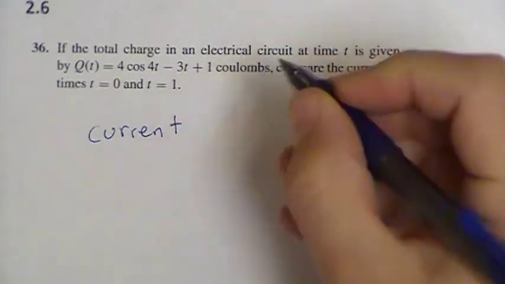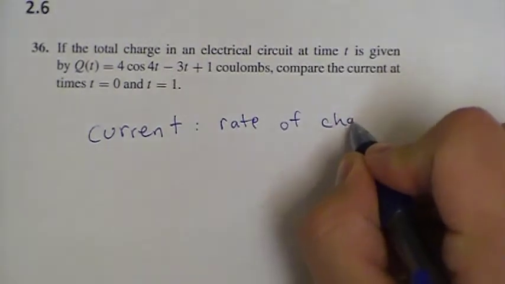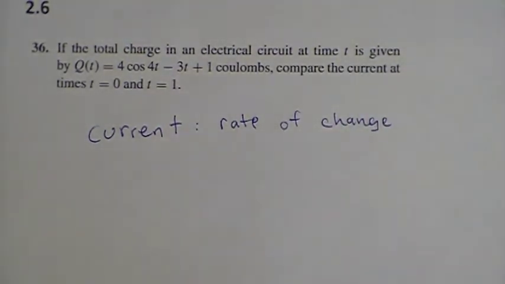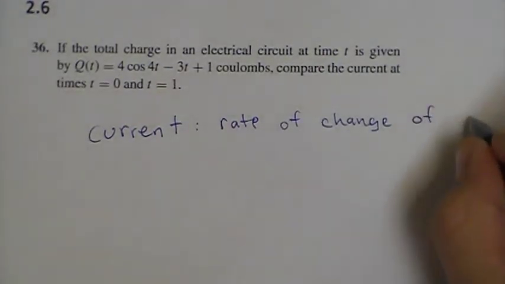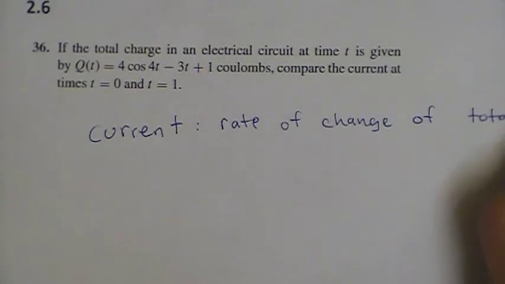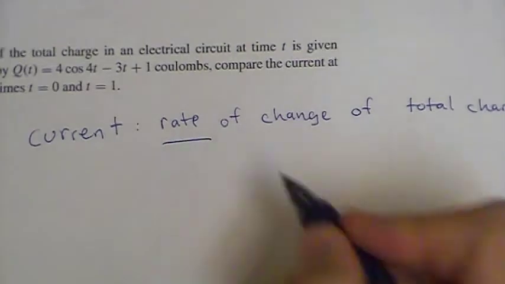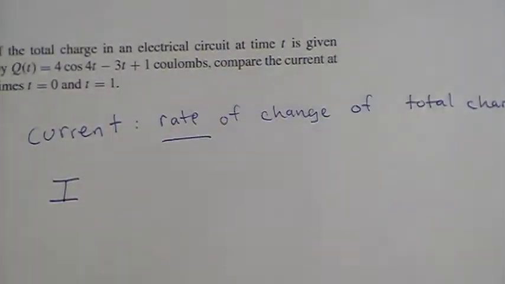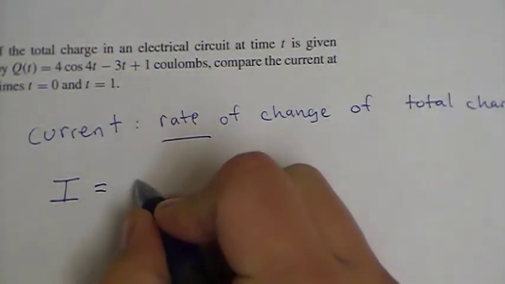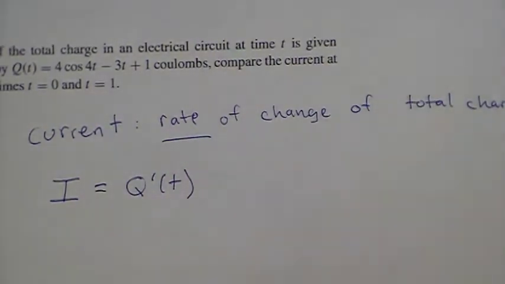the rate of change of charge. And whenever we've seen rates in calculus, we've always connected them back to derivatives. So current in a circuit is the rate of change of total charge. So rate is going to imply derivative. The letter capital I is usually used to denote current, and I is going to be equal to the rate of change of charge, and Q is used to denote charge, so I is going to be equal to Q prime of t.